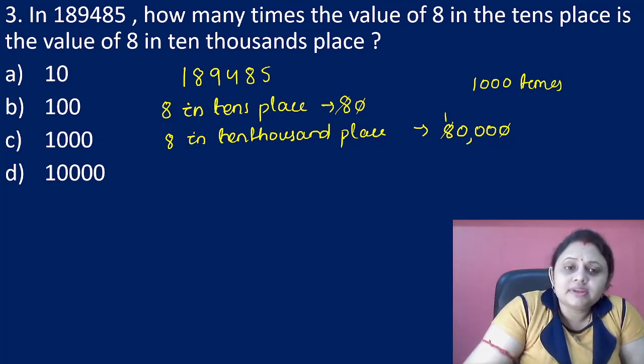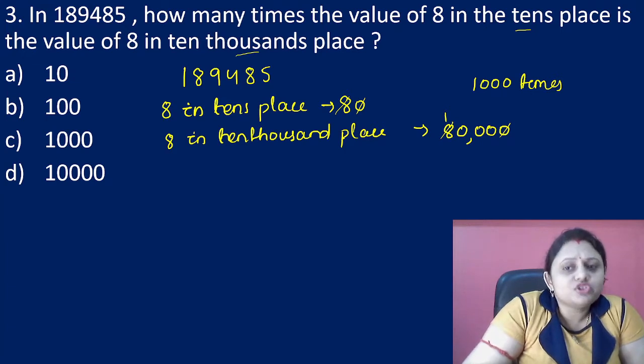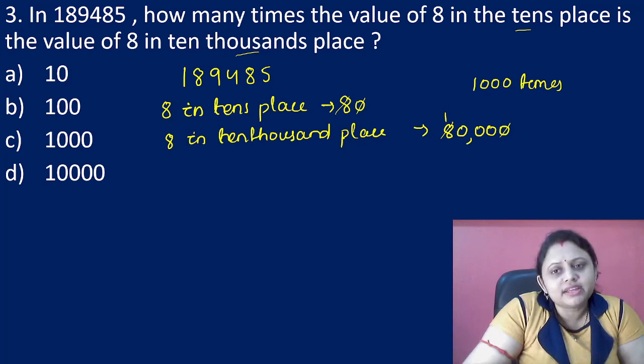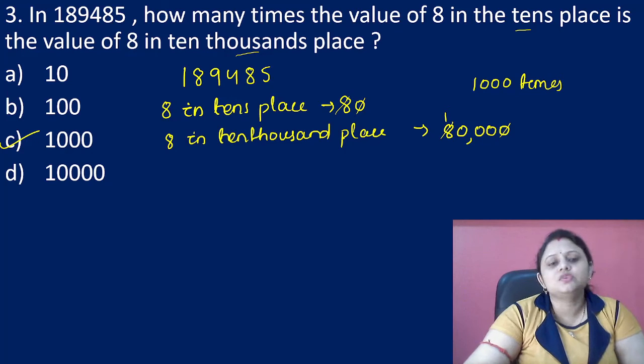Or the simplest thing you can do without writing the number: 8 in tens place, 8 in 10,000 place. 10,000 is how many times of 10? It is the easiest way. Of course 10,000 is 1000 times of 10. So the correct answer is option C, that is 1000.